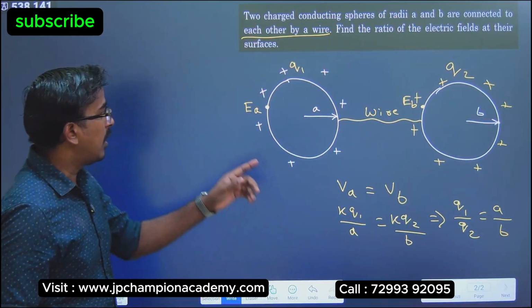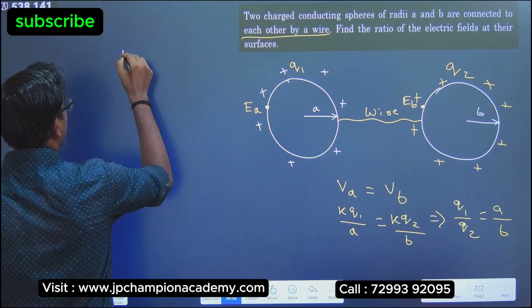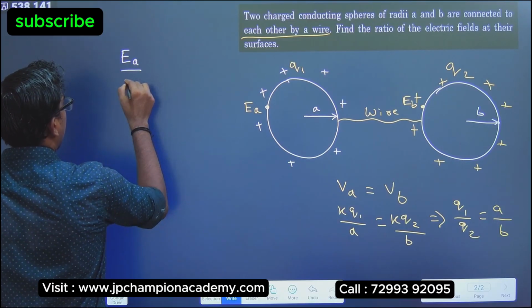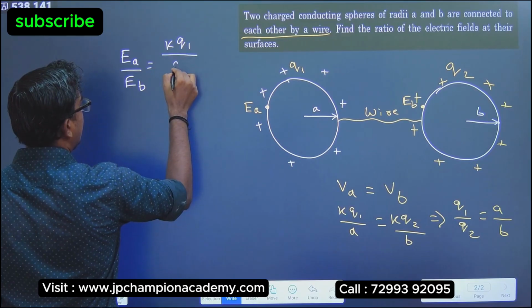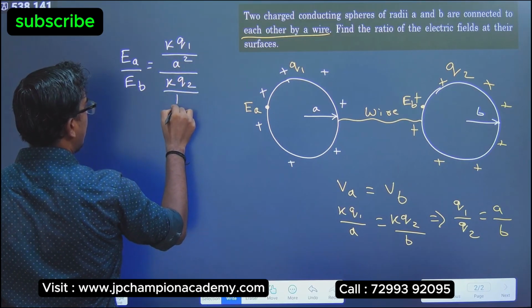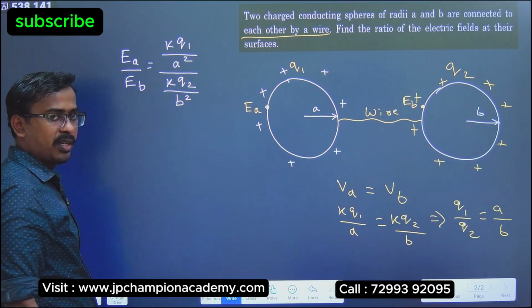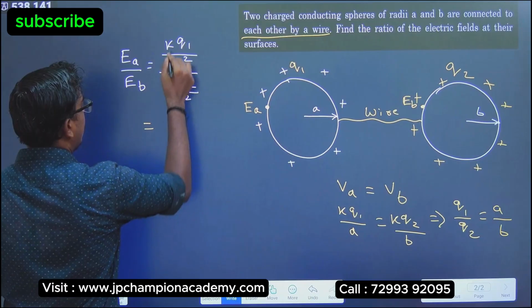Next, they asked what the electric field on the surfaces is. So let's see what the field on the surface is. It's going to be EA by EB. Okay, they are asking the ratio: kQ1 divided by A square. Similarly, kQ2 by B square. So this is the electric field. kQ by R square is the field on the surface. We know this. Now the k we need to cancel.